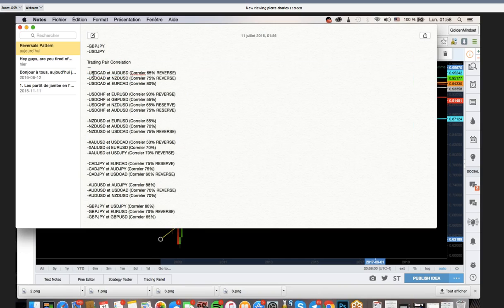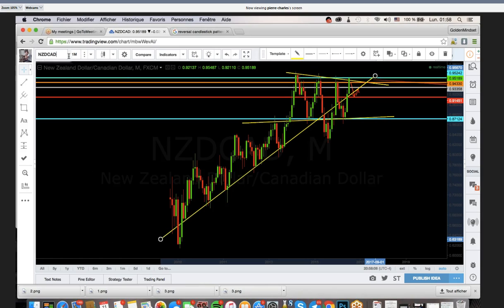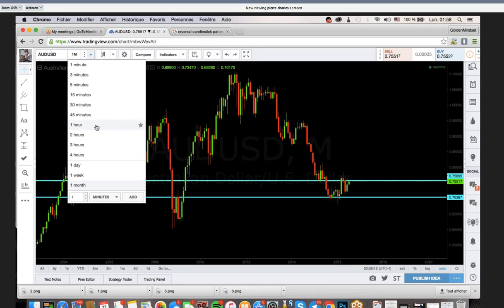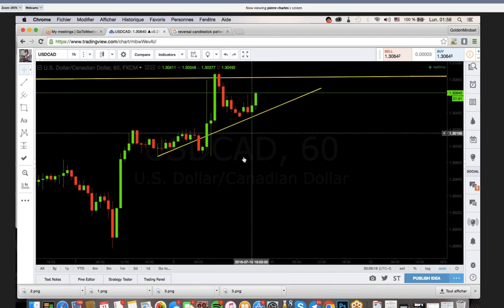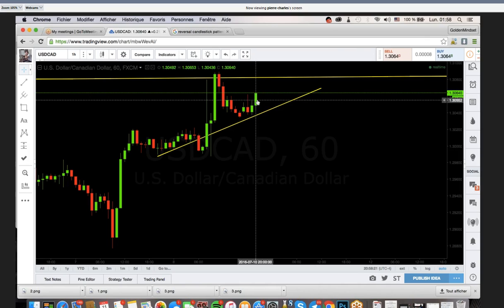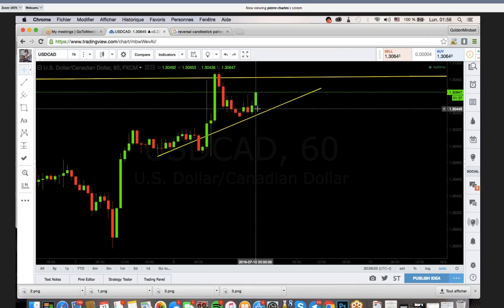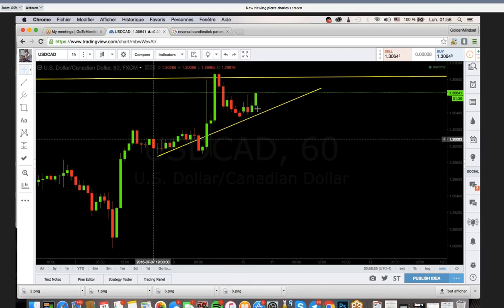So I might get a buy on USD CAD, and now we're looking at a buy on USD CAD, and if we take a look at AUD USD and go to a 1 hour chart, look, it's looking bearish. And I'm pretty sure that if we're looking at USD CAD, huge bullish pattern there.